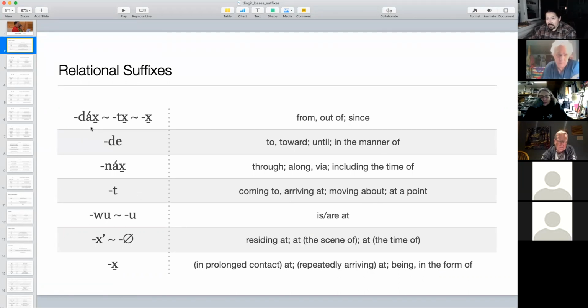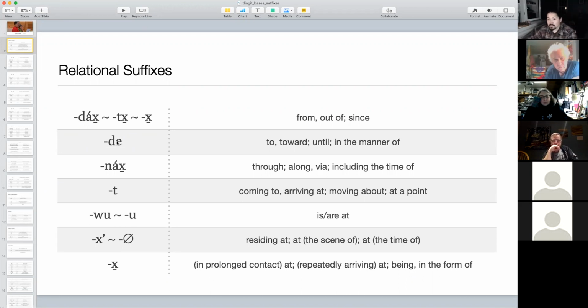So you have dach, which is from, or out of, or since, because they could refer to time. Dach can also contract to just the TX, like in qutch, like qutch ayanaha. That comes from qudach ayanaha. And then this could be just X, as in ach kegate, pick it up, okay?